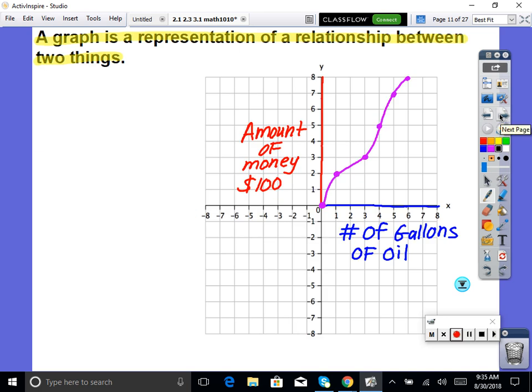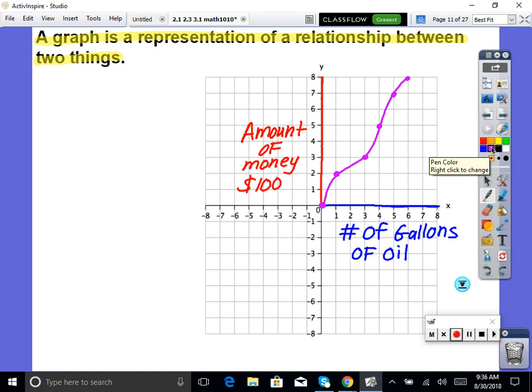Okay, we're almost done with this part of the lesson. So here's the thing, guys. We have to be able to interpret graphs. It's very straightforward. It's not super advanced at this point in the year. So it's just seeing if you understand that graphs can show a relation of 2 things.